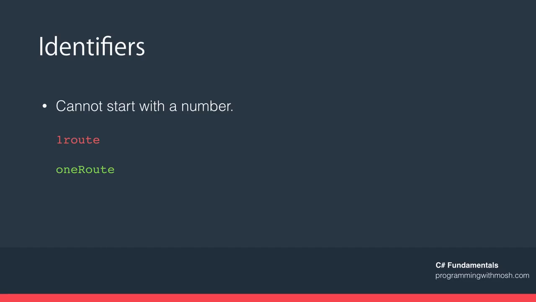There are a few things you need to know about identifiers. First one is that an identifier cannot start with a number. So you cannot have an identifier like the one you see here. Instead, you need to replace 1 with the word one.